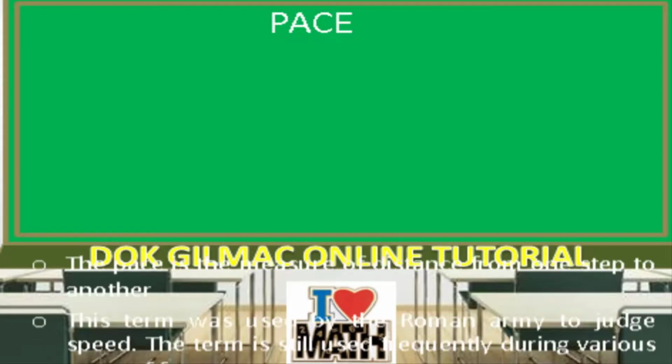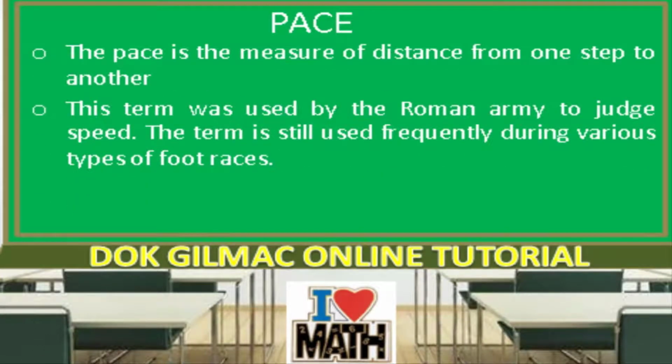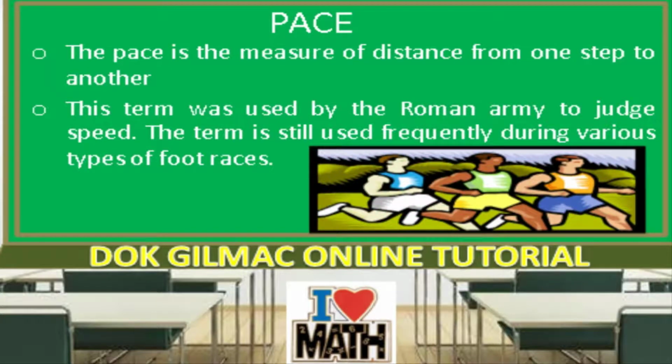Pace. The pace is the measure of the distance from one step to another. This term was used by the Roman army to judge speed. The term is still used frequently during various types of foot races. So that's the example of the pace. Measure of the distance from one step to another.